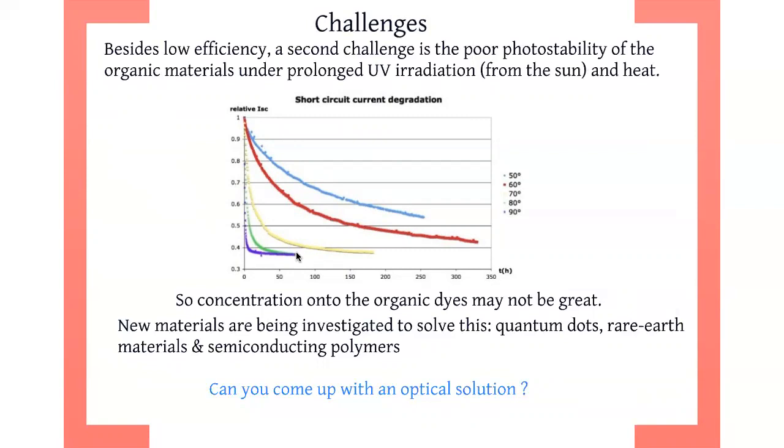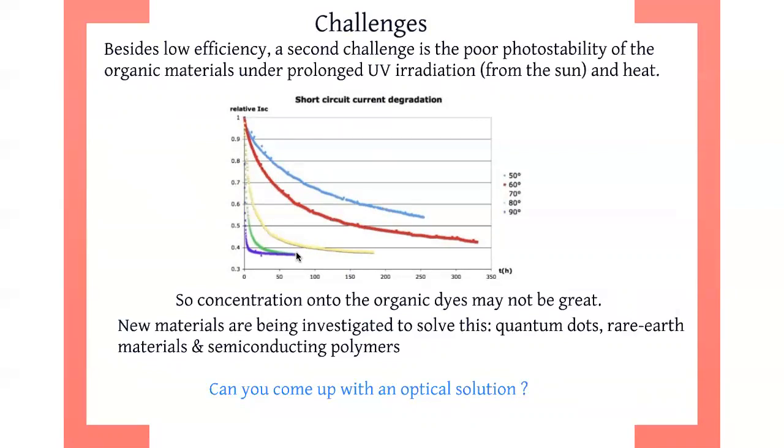So concentration onto organic dyes may not be very good. There are lots of new materials being investigated to solve this. Like I said, quantum dots are obvious ones. There are lots of companies and research groups looking at it. There are rare earth materials which are used in laser dyes and things like that. Semiconducting polymers and things like that.